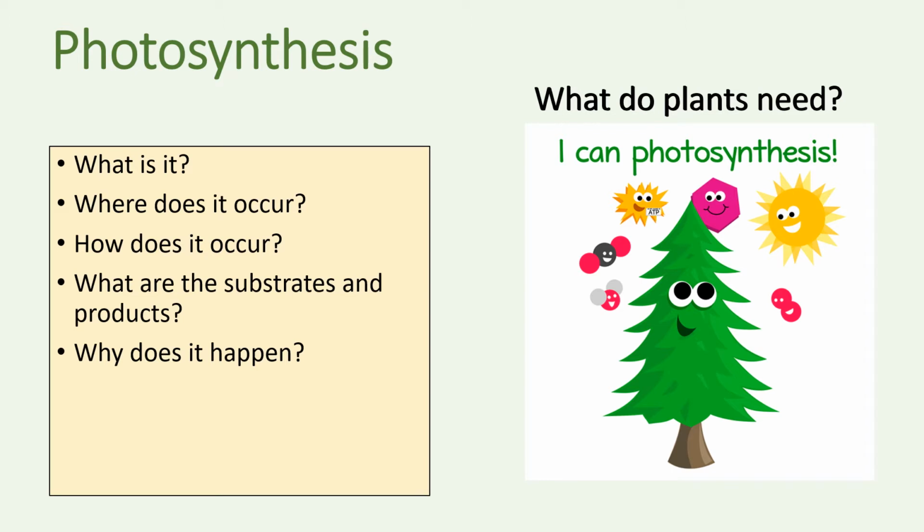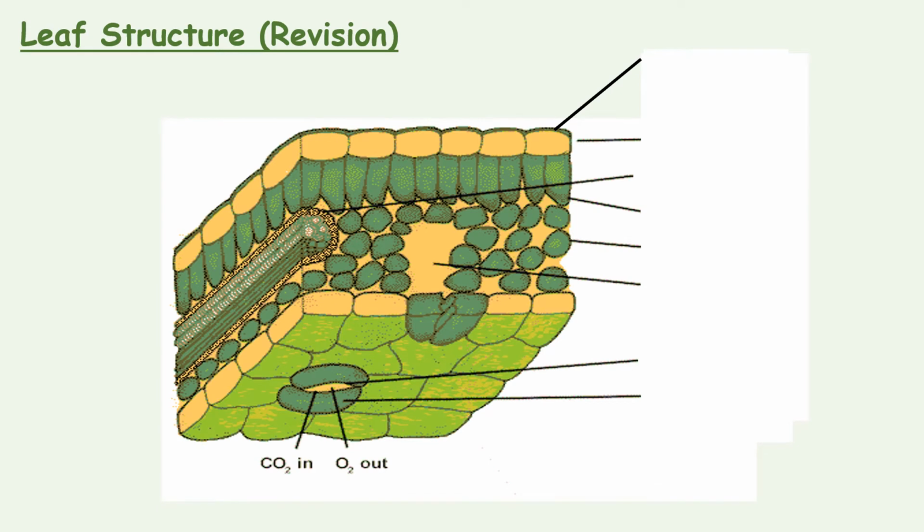Now we need to look at what photosynthesis is, where does it occur, how does it occur, what are the substrates and products, and why does it happen. We already looked at the structure of the leaf in Unit 2 of Plant Transport. Pause the video and try to label all of the parts of the leaf before I go over the answers.